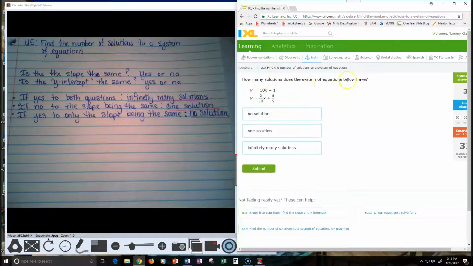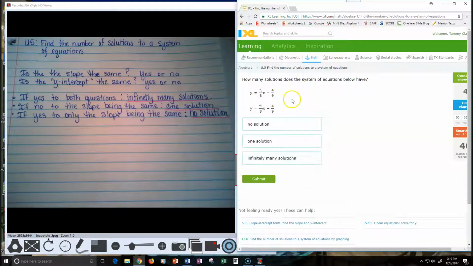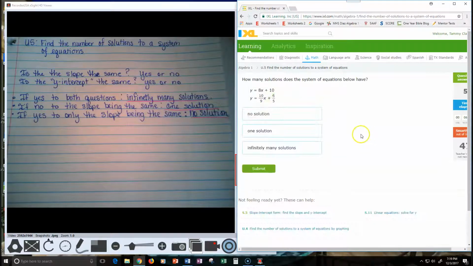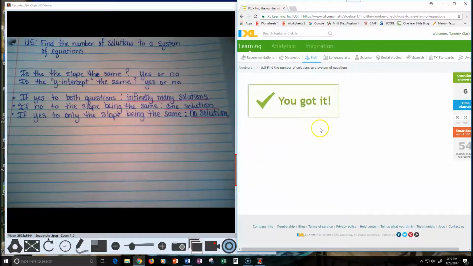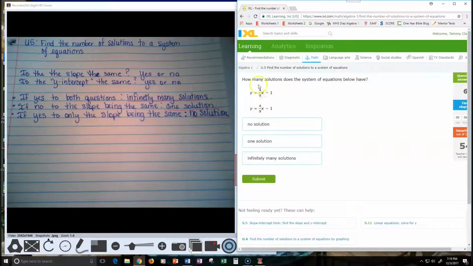How many solutions does the system have? Okay, here we go. Is the slope the same? No, there's one solution. Let's look again. Is the slope the same? Yes. Is the y-intercept the same? Yes, infinitely many solutions. Is the slope the same? No, one solution.